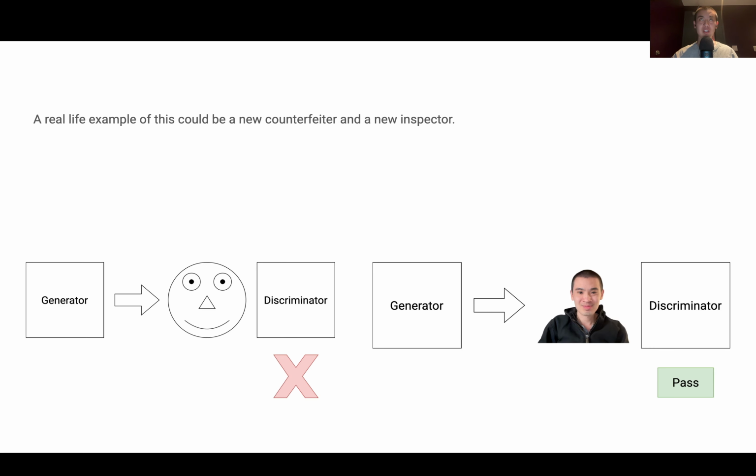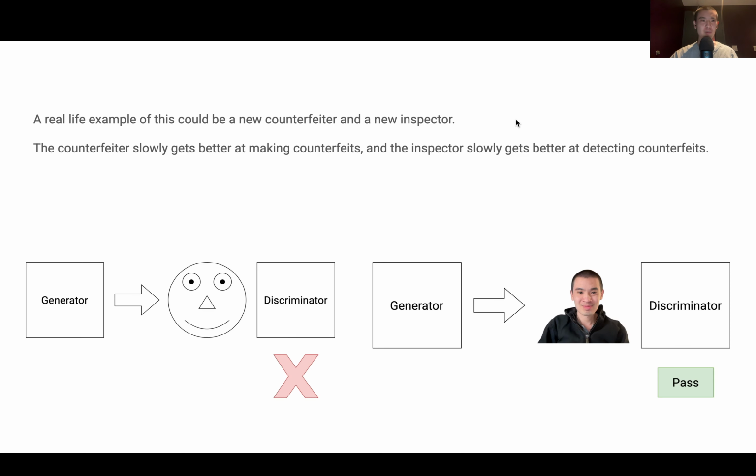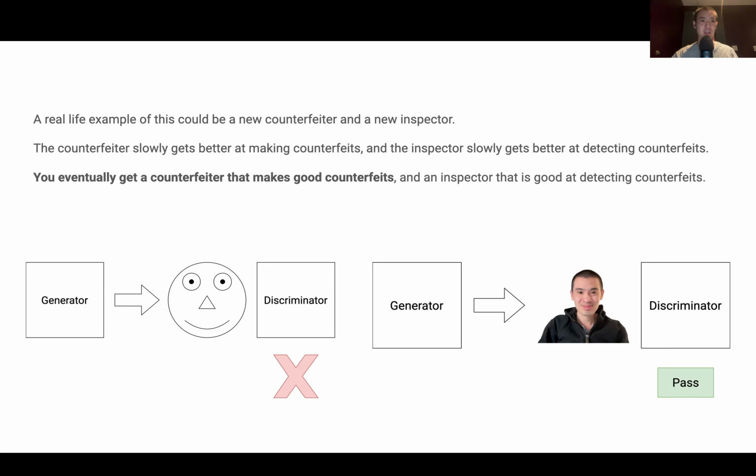Another way you can think of this is a real life example: a new counterfeiter and a new inspector. They're both terrible at their jobs. However, the counterfeiter slowly gets better at making counterfeits, and the inspector slowly gets better at detecting counterfeits. You eventually get a counterfeiter that makes good counterfeits and an inspector that is good at detecting counterfeits. But for GANs, once the training is done, we only care about the first half, that we have a counterfeiter that makes good counterfeits.